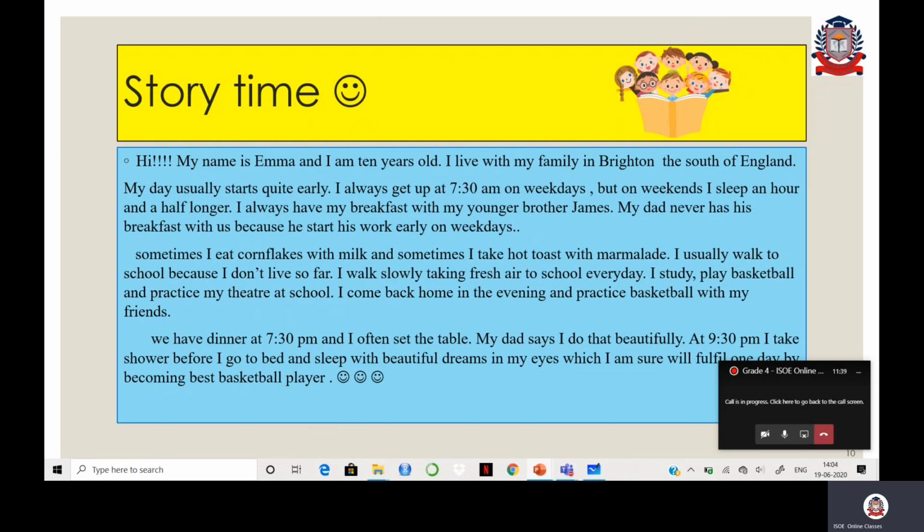I usually walk to school because I don't live so far. I walk slowly, taking fresh air to school every day. I study, play basketball, and practice my theatre at school. I come back home in the evening and practice basketball with my friends.